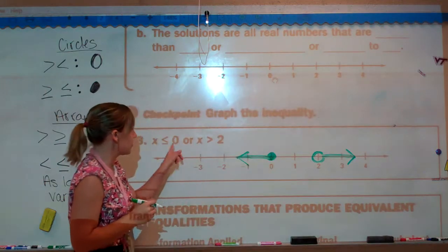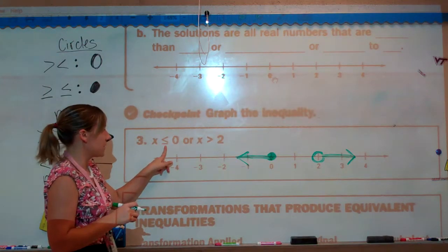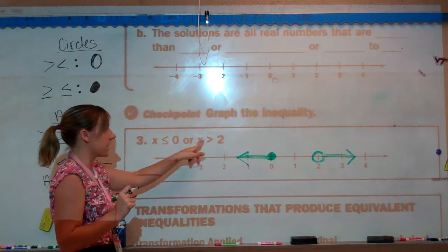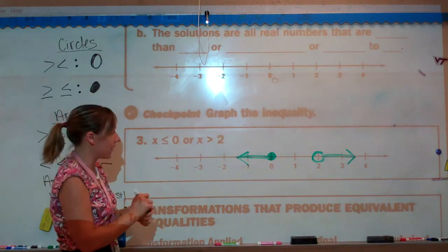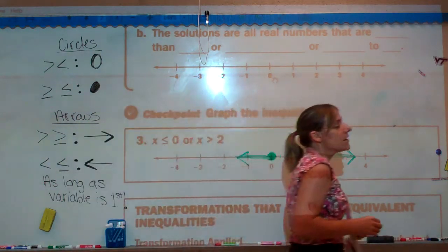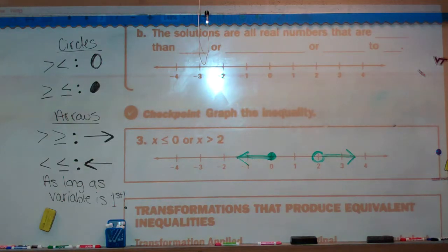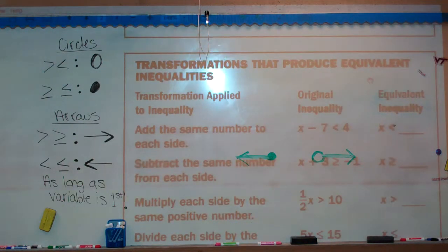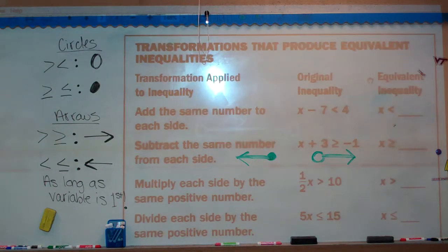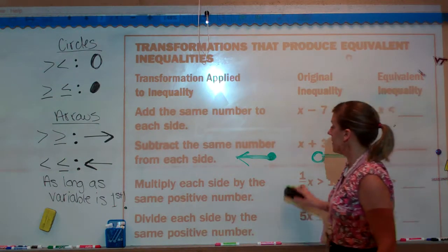Okay, so it's just two different ones on the same graph. That one's filled in or closed because it has the equal. This one points left because it's less than. That one points right because it's greater than. And x is leading in both of them. Okay, so now let's solve a little bit. Or let's talk about solving. All right, there's a bunch of rules here, so we'll have to kind of take them in pieces.